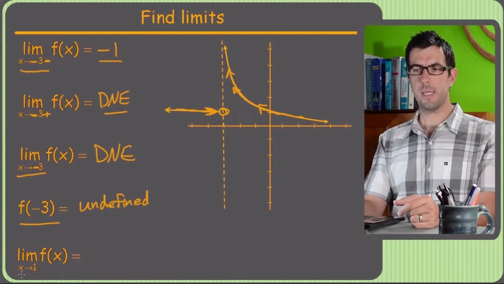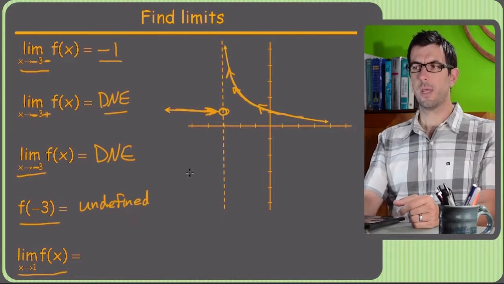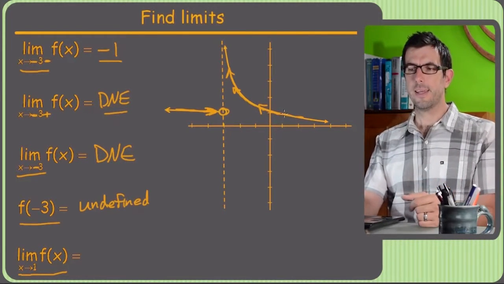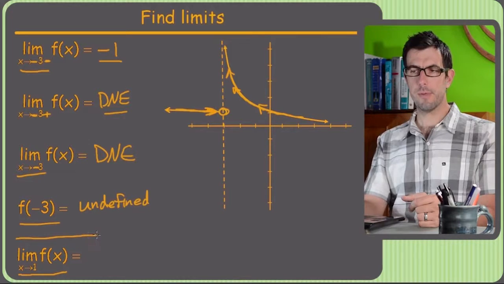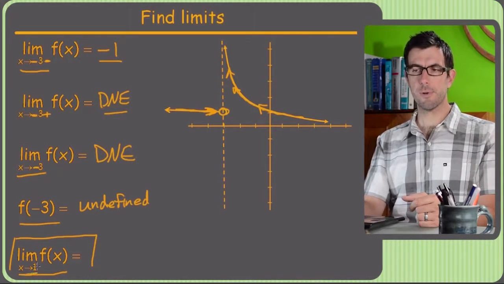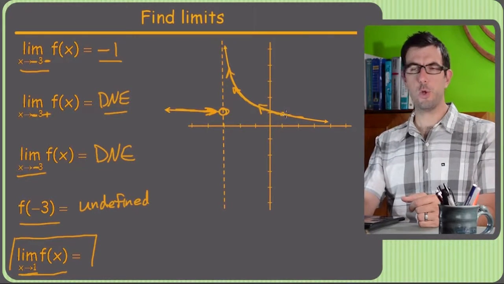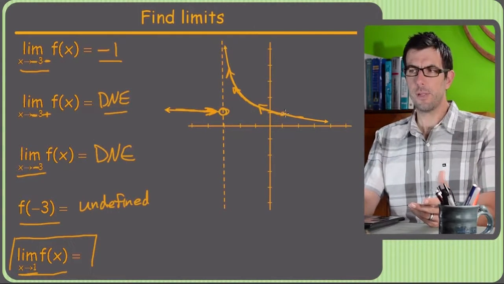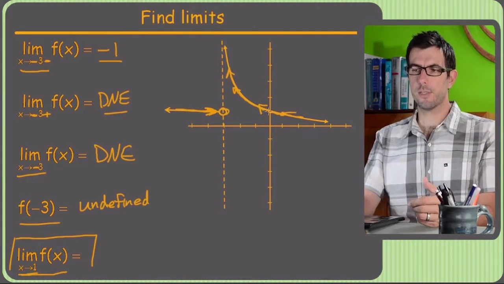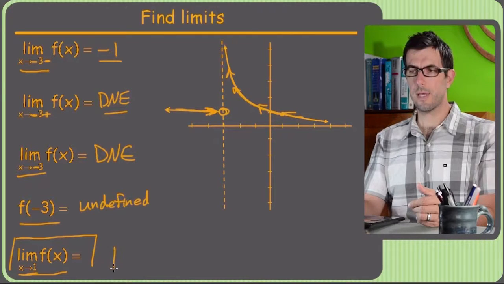And finally, limit as x approaches 1. See, there's another curveball. If you just looked at this last problem, it's actually pretty simple, because x approaching 1, well, hey, look at that. That's over in the middle of nowhere. It's in the middle of a curve. So the limit is just the y-coordinate, which happens to also be 1. So the answer to that is 1.